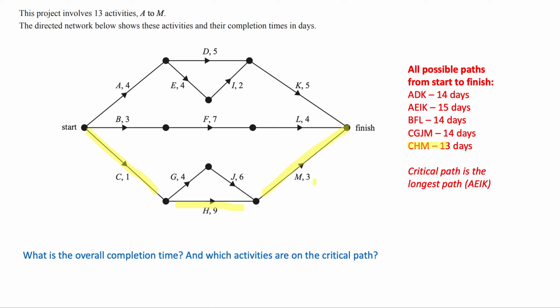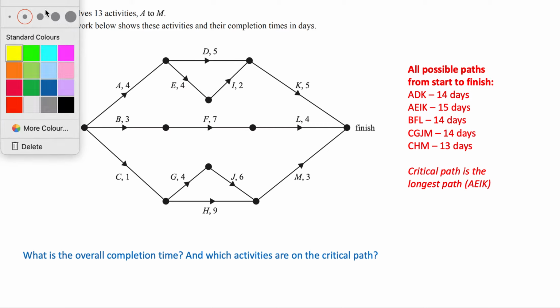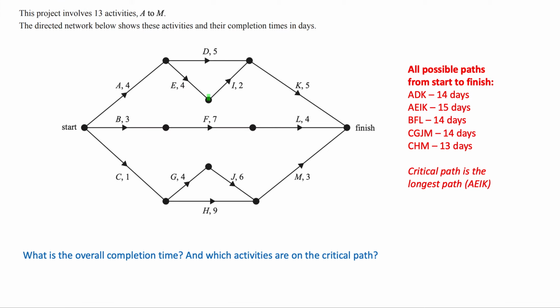Okay, so what we've done here is we've mapped out all the possible paths from start to finish. To work out which one's the critical path, we just look for which one's the longest one. And quite clearly from our list here, the longest path is A, E, I, K, which takes 15 days. That was this path here, A, E, I, K. That is our critical path because it's the longest one.